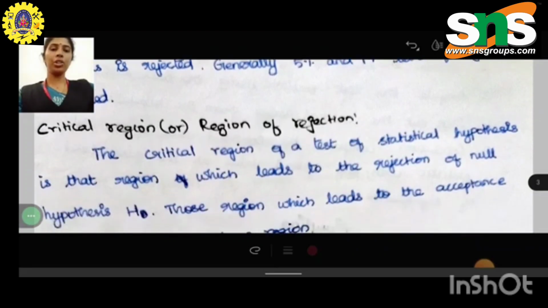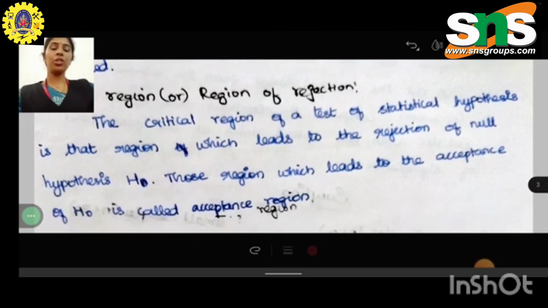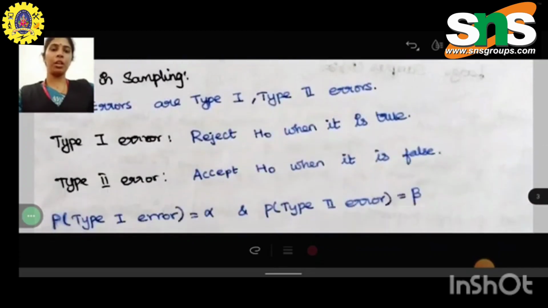Next is critical region or region of rejection. This region of rejection is the region where the null hypothesis will be rejected. Then the region which leads to the acceptance of the null hypothesis is called acceptance region.